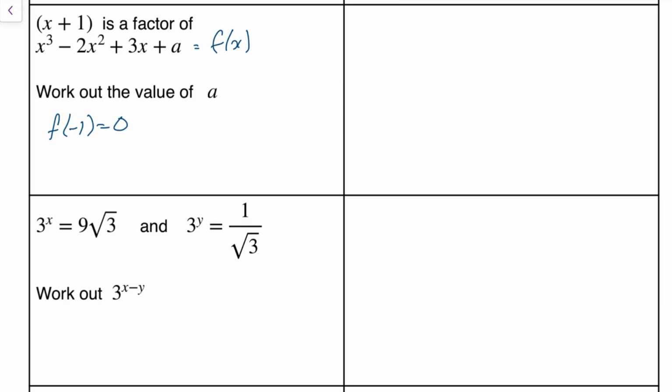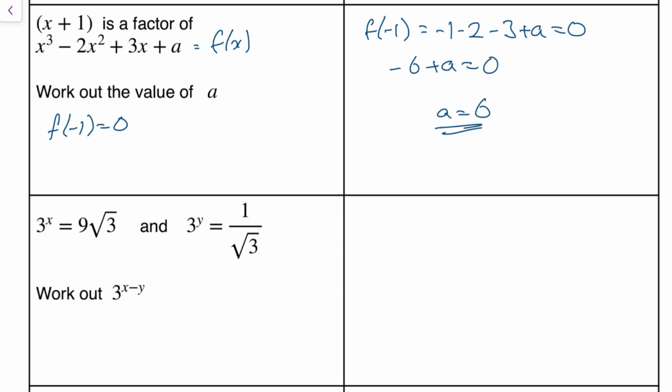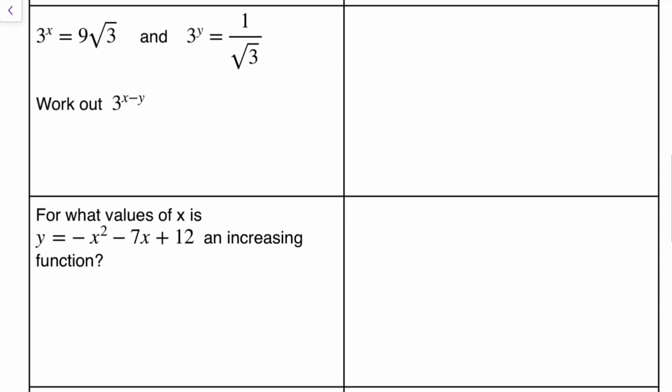So let's do f of minus 1. So minus 1 cubed is minus 1. Minus 1 squared is 1, so that's minus 2. 3 times minus 1 is minus 3, plus a must equal 0 by the factor theorem, which means that minus 1, minus 2, minus 3 is minus 6, plus a equals 0, which means it must be the case that a is equal to 6. Good, straightforward theory question.